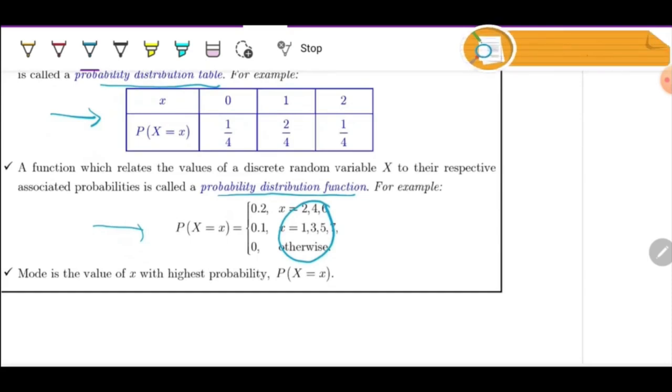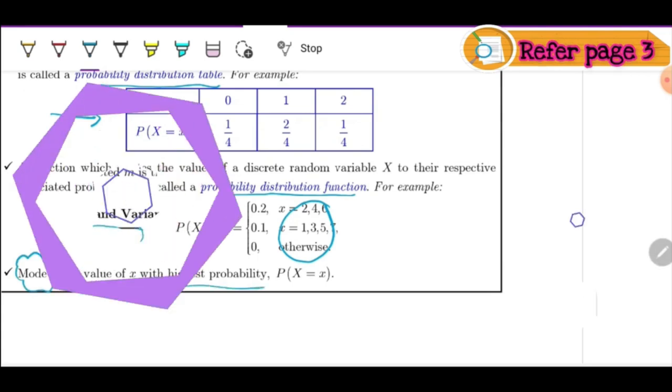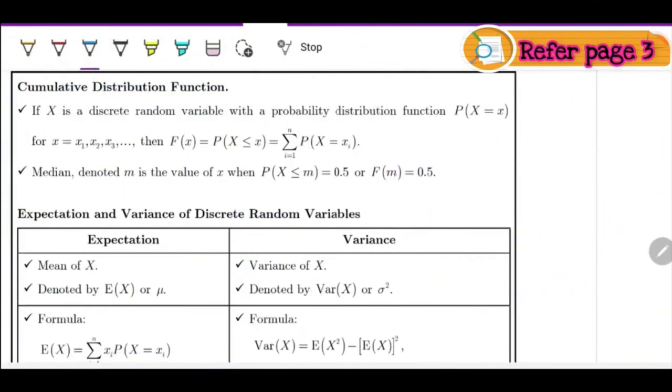We also can find the mode for discrete random variable. Mode is the value of x with the highest probability. The distribution function is known as CDF. The symbol for CDF is capital F, or P(X ≤ x).